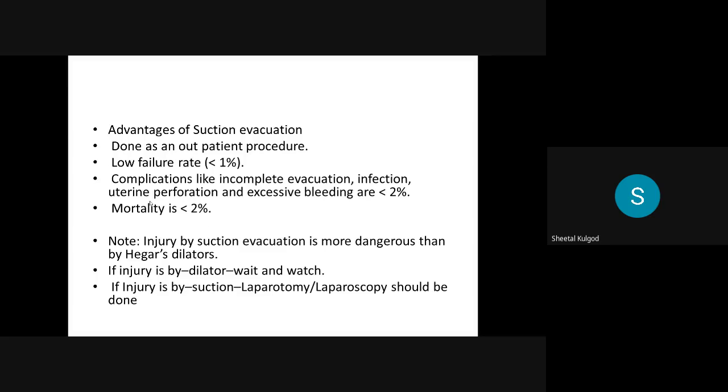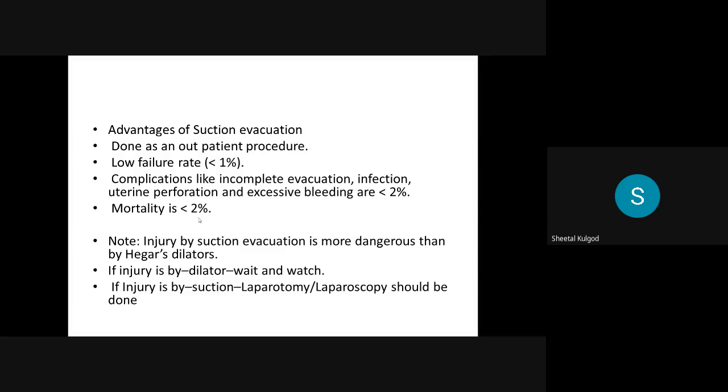Now, the advantages of suction evacuation: it is done as an outpatient procedure, under local or general anesthesia, and we usually discharge the patient within a day. There is a low failure rate of less than 1%. Complications like incomplete evacuation, infection, uterine perforation, and excessive bleeding are there, but they are quite rare, less than 2%, when we take all precautions like an experienced person doing the procedure, adequate antibiotic cover, and all safety precautions.